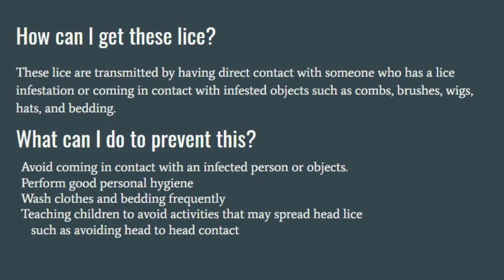How can I get these lice? These lice are transmitted by having direct contact with somebody who has a lice infestation or coming in contact with their items, such as combs, brushes, wigs, hats, or beddings. Things you can do to prevent this is avoid coming into contact with the infected person or their objects, perform good personal hygiene, wash clothes and bedding frequently, and also teach your children to avoid activities that may spread head lice, such as avoiding head-to-head contact.